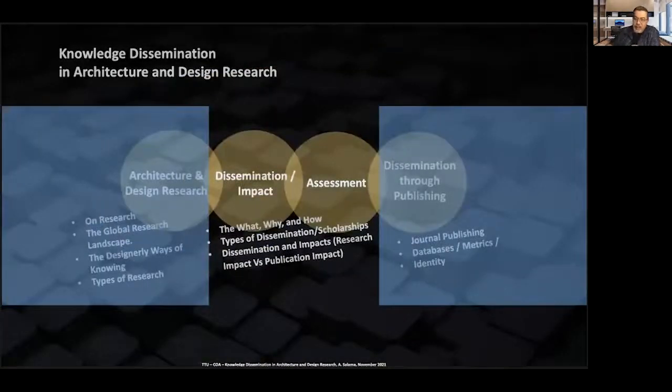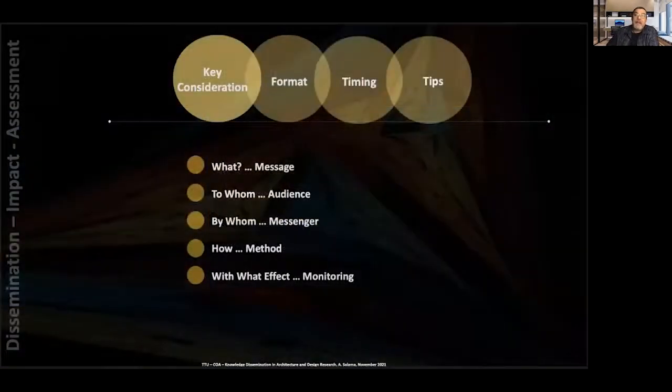So at this stage, we can move into the second component of the talk, which addresses dissemination, impact, and assessment, and the types of dissemination and scholarship in architecture and design research. The first point I would like to raise is really about the definition of dissemination. What is dissemination?